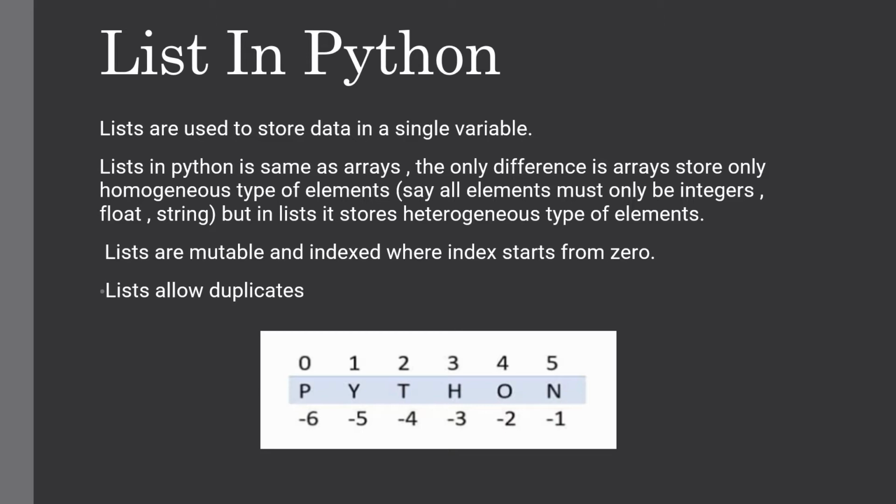Lists are mutable and indexed, where indexing starts from 0. It means that in list we can add element and change the elements. List also allows us to store duplicate elements.